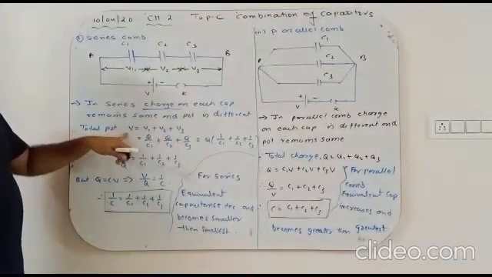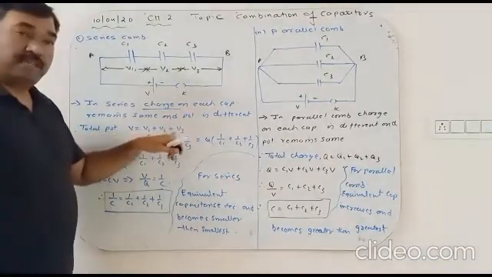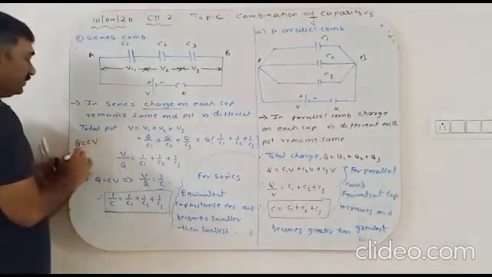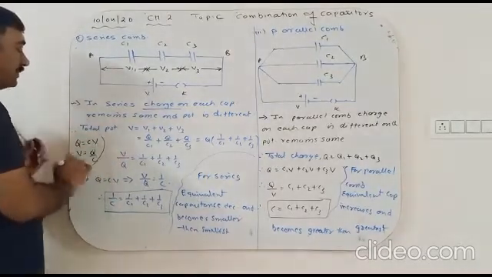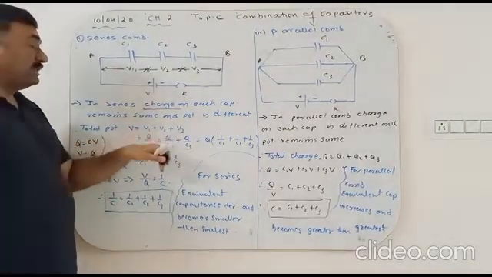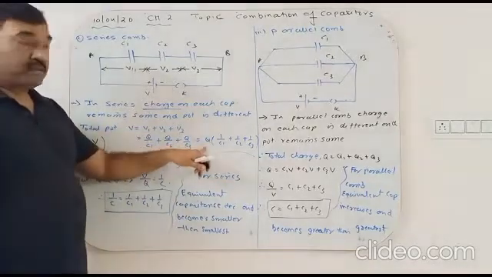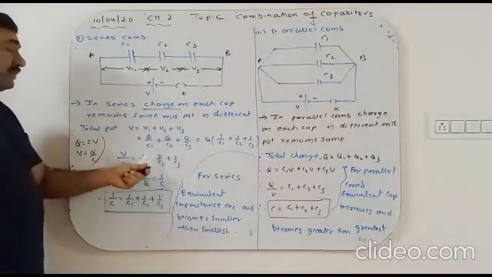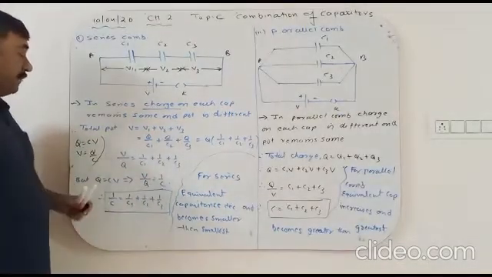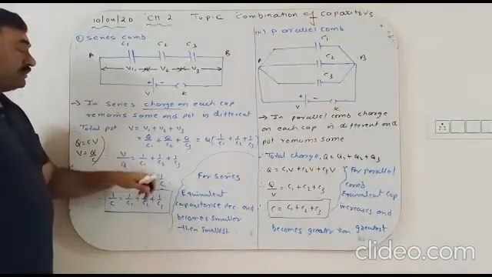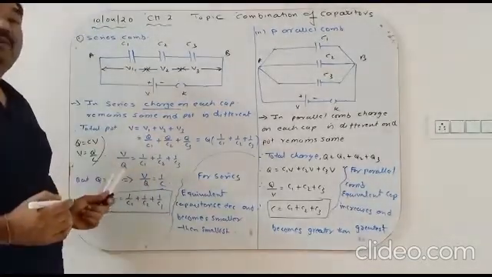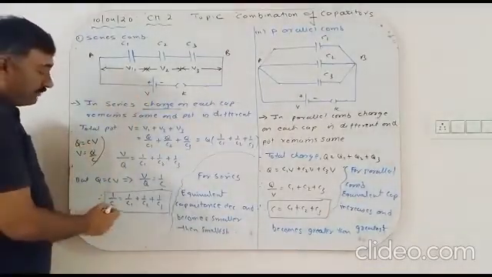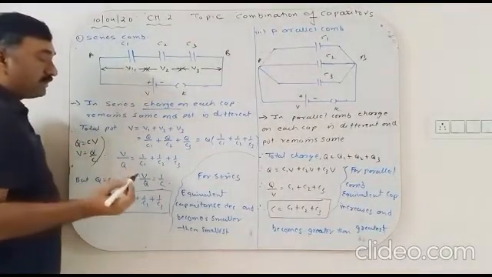Then what is the total potential? V is equal to V1 plus V2 plus V3. What is V? क्योंकि Q is equal to CV होता है, तो V is equal to Q by C. So therefore we can write Q by C1, Q by C2, Q by C3. Take out Q common, so 1 by C1 plus 1 by C2 plus 1 by C3. Therefore V by Q becomes 1 by C1 plus 1 by C2 plus 1 by C3. And Q is equal to CV, V by Q is 1 by C. That 1 by C is known as the equivalent capacitance of series combination. तो 1 by C is equal to 1 by C1 plus 1 by C2 plus 1 by C3.